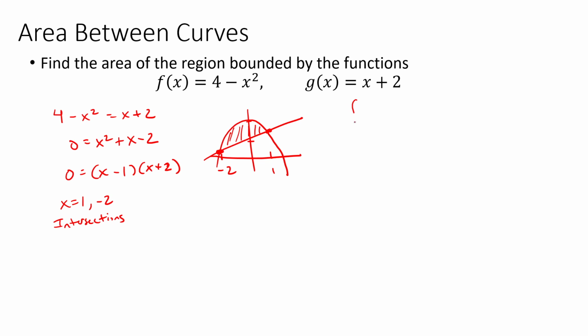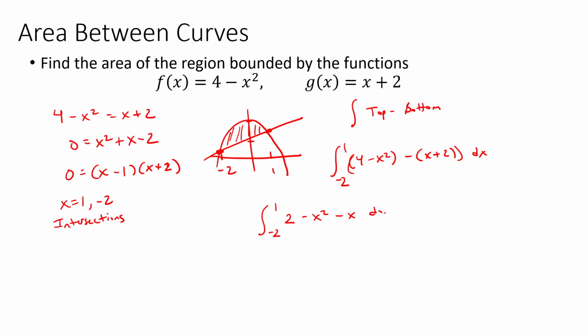And so setting this up, remember we always do the top function minus the bottom function. And so we are going to say the top is the quadratic in this case. And then we're going to integrate from -2 to 1. All right, clean that up. Okay, so I'm going to say 2 minus x squared minus x. You don't have to put it in descending order. Like, it's fine if you leave it like this. You can rearrange it if it bothers you.